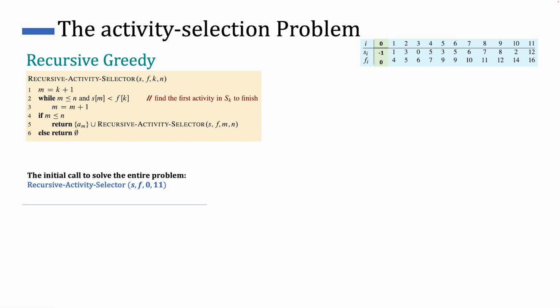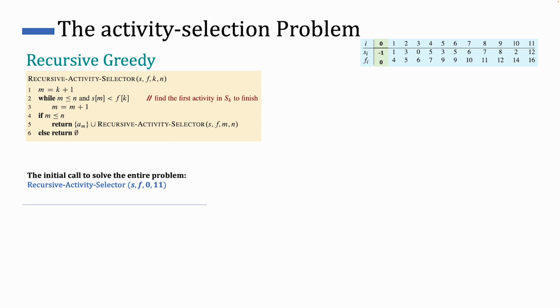Let me quickly define the variables here. The index k denotes the subproblem S_k to be solved, and n is the size of the original problem. And remember, activities are in monotonically increasing order of finish time. Therefore, all we need to do with this code is find the first compatible activity. So what is the first compatible activity? It's the first activity that starts after our current selected activity in the optimal set ends. That's technically it, and that's what we're doing in line number 2 here.